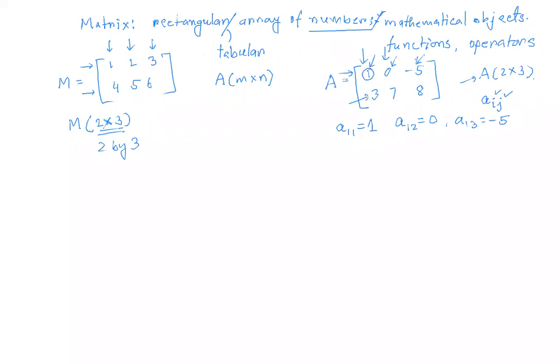Similarly, this 3 is located at the intersection of row number 2 and column number 1. So I'd write A21 is equal to 3. And this one is at row number 2, column number 2. So A22 is 7. Then the last number 8 is located at row number 2 and column number 3. So we denote it by A sub 23. It's a subscript, by the way. A sub 23 is equal to 8. Row number 2, column number 3.